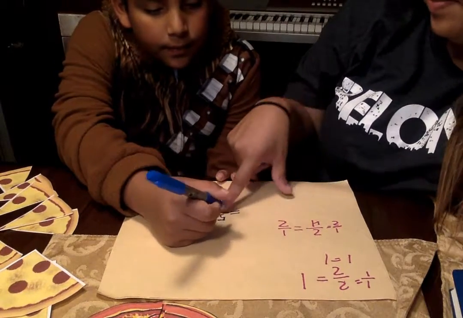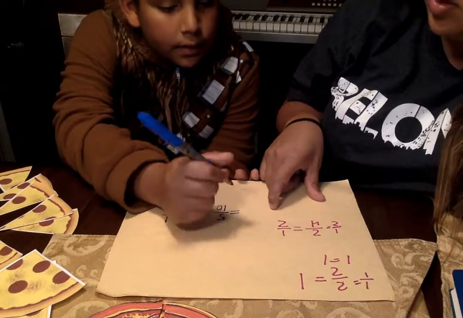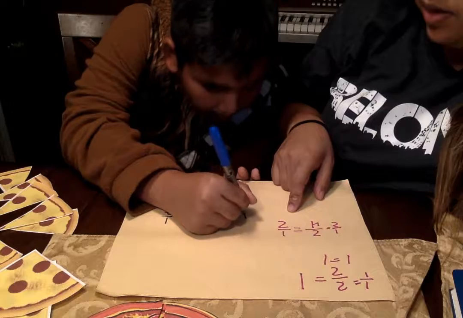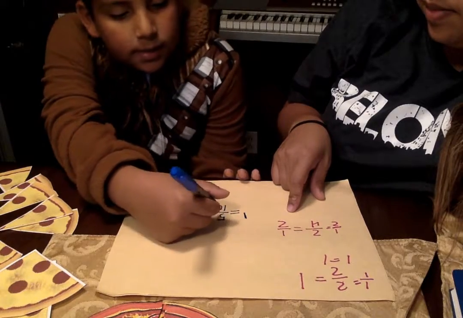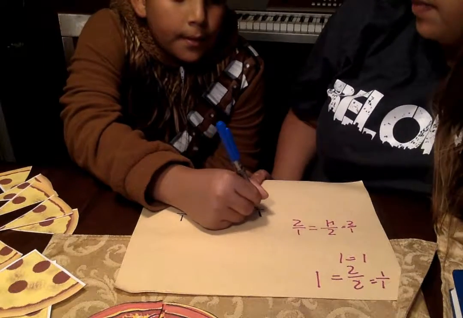How are you going to do it over here? How many times can 5 go into 5? Awesome. So how many times can 5 go into 5? 1 time. Okay. How many times can 5 go into 10?